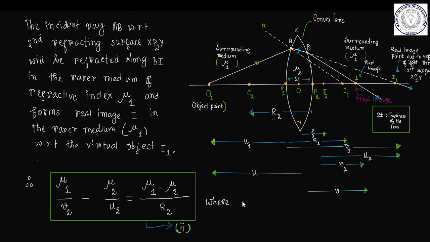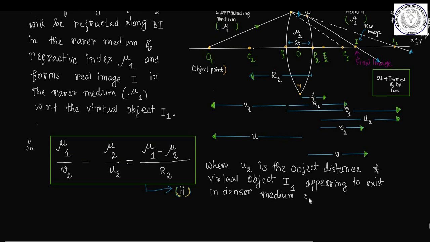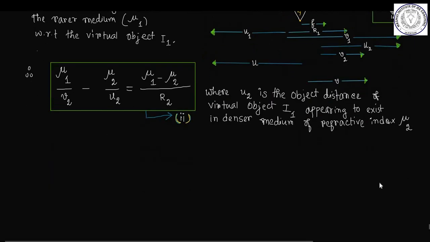where u2 is the object distance of the virtual object I1, appearing to exist in the denser medium of refractive index mu2, which is the material of the lens. u2 is the object distance of the virtual object I1 appearing to exist in the denser medium of refractive index mu2. mu2 is also the refractive index of the material of the lens.